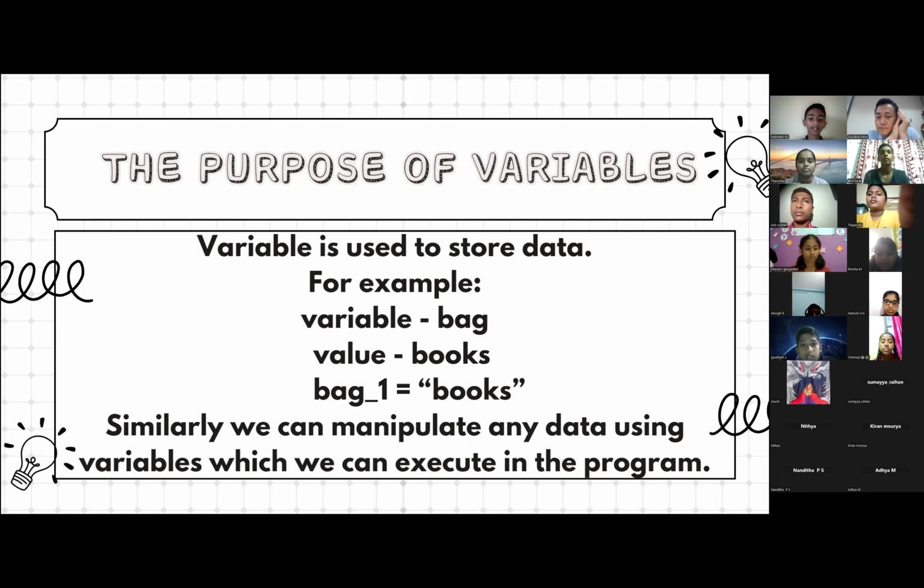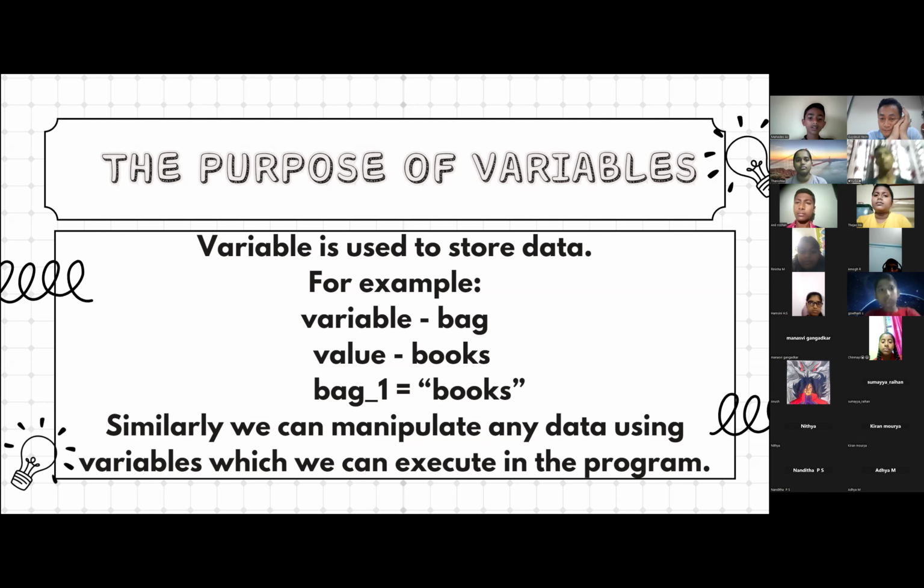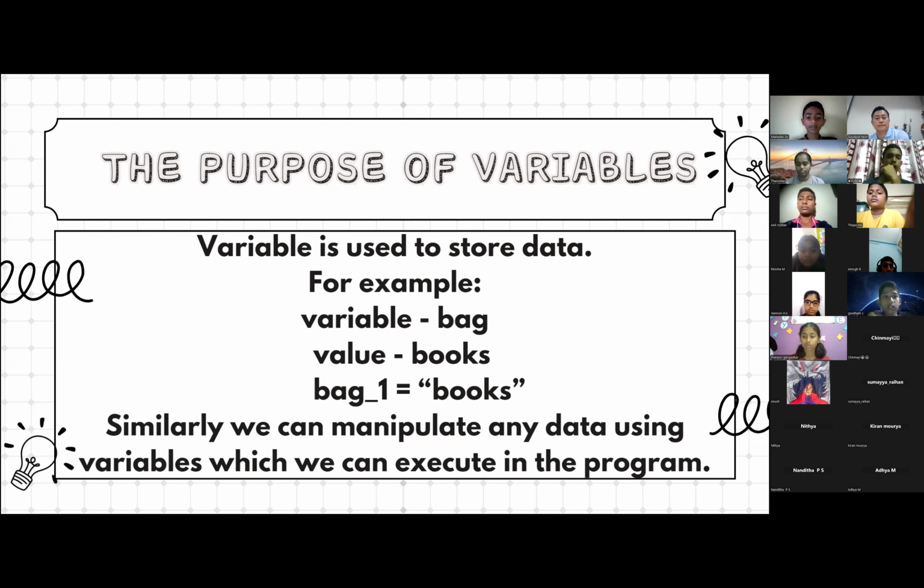For example, if you go to school, you need books and bags. You carry it daily. So the variable is bag, and the value is books. You store many books, right? These books are heavy, right? So if you give the variable bag equals books, the value of that variable is books. So the variable is bag and the value is books.